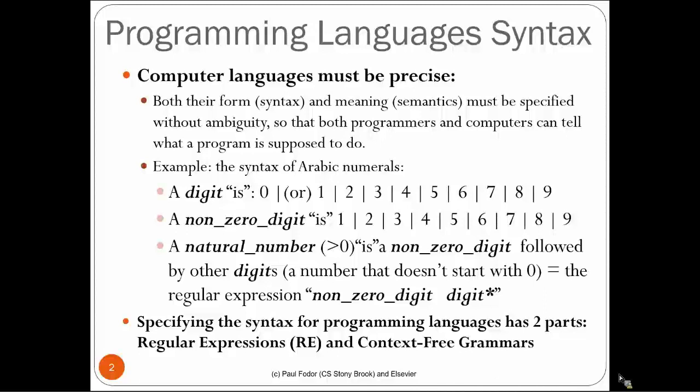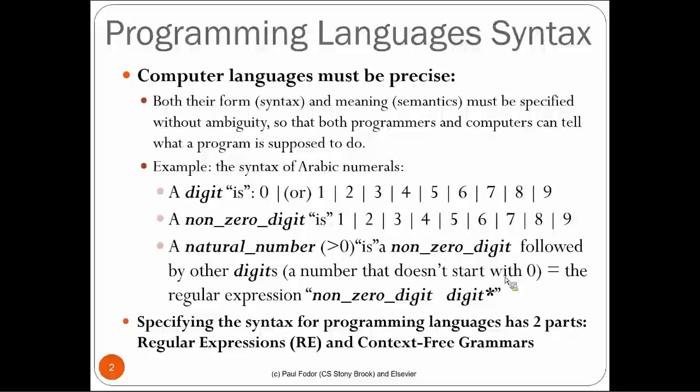And then we can define a natural number strictly greater than 0 without preceding zeros as a non-zero digit followed by other digits. So it basically starts with a digit that is different than 0, and then it may contain any other number of other digits if the number doesn't start with 0.